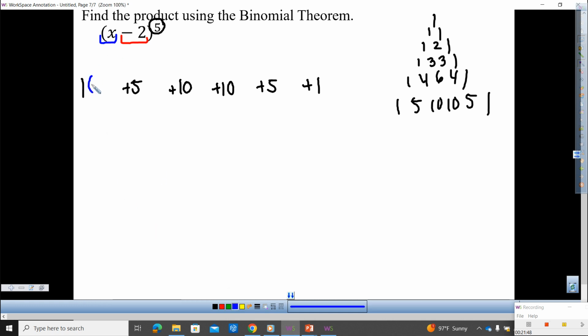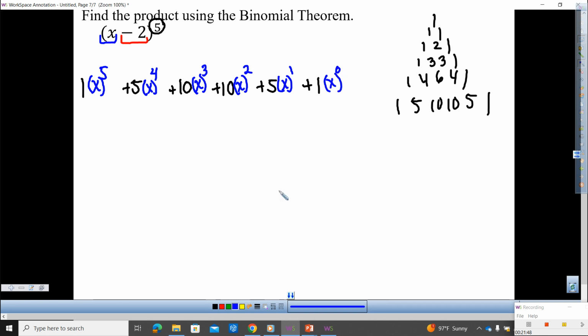So I'm going to write that in parentheses on the first term here and to the 5th power. The next term, I'm going to write it again, but to the 4th power. The next one would be to the 3rd power. The next one, 2nd. The next one, 1st. And the next one, 0.